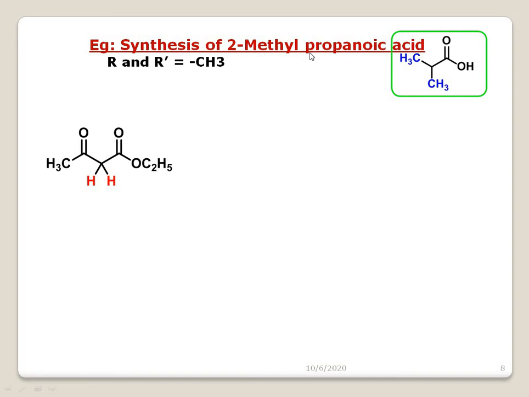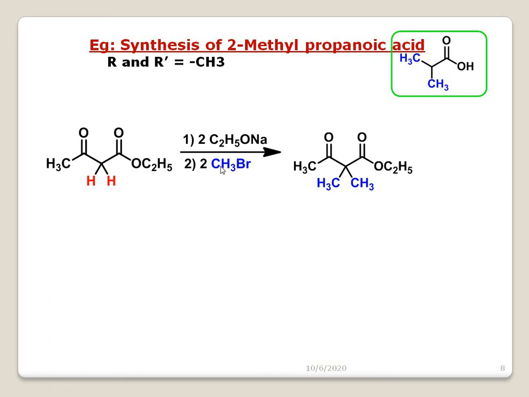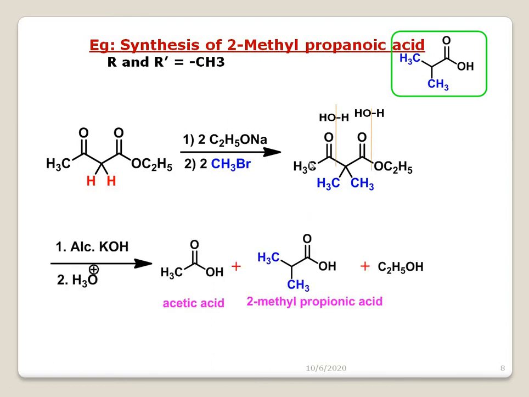Now for example, I have taken the synthesis of 2-methylpropanoic acid. So R and R dash are both methyl groups. So here you have to dimethylate first, which I am doing in a single step with 2 molecules of methyl bromide. You can successfully do it in one pot itself, because it's the same group. So you get the dialkyl derivative. Next is alcoholic KOH hydrolysis. This side is always acetic acid, and this side you will be getting the desired 2-methylpropanoic acid plus ethanol. That's how it is done.